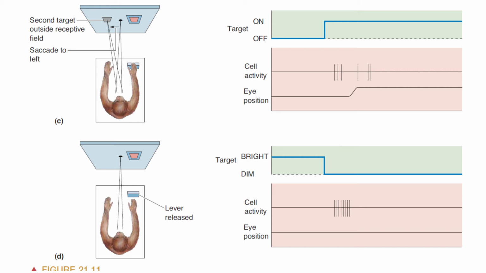And down there, figure D is actually a little different. In this case, the monkey has to move their hand, not their eyes, to release a lever. They were keeping their hand on a lever, you can see there, and they have to release the lever when the brightness of the stimulus changes. It's not that the stimulus appeared or disappeared. So when it changes a little bit, the monkey moves their hand, and then they can perform the task. And you can again see here the cell activity, the action potentials, those lines, and you can see that the eye is not moving. The eye is always at the center of the screen.